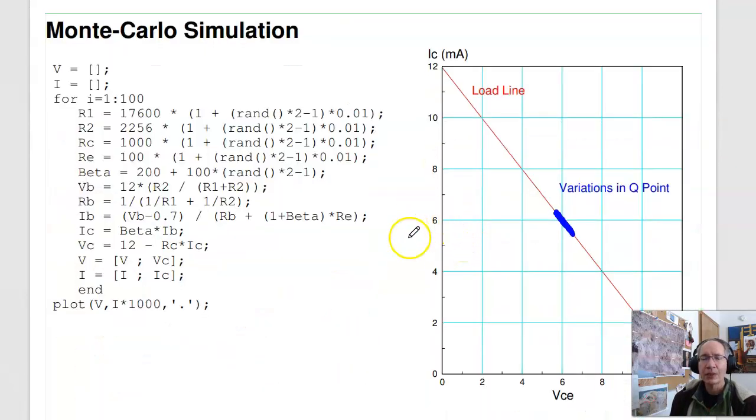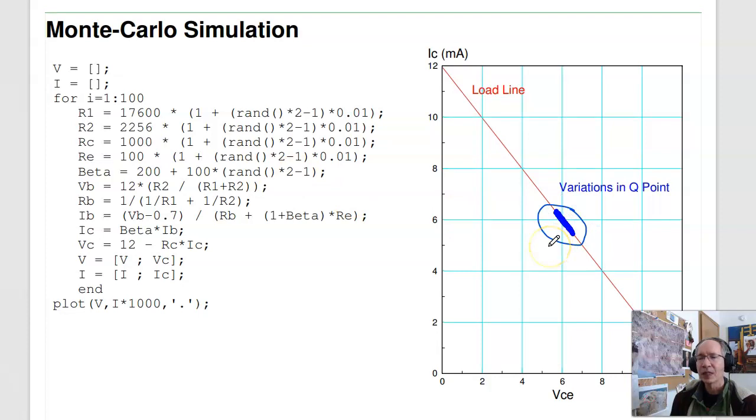I can now go into Circuit Lab, or actually go into MATLAB. If I redesigned it, say here's our R1, R2, RC, RE, beta, recalculate the voltage at the base, the current, and plot it. 100 points, the resistors are plus minus 1%, beta is between 100 and 300. Now here's the variation in the Q point. It's not zero. If I made RB 100 times smaller, this would be a smaller variation, but I get more current draw. So that's not too bad. That's what RE does. It reduces the variation of beta on the Q point.